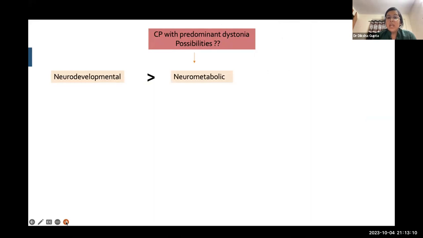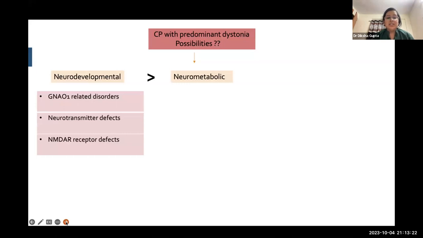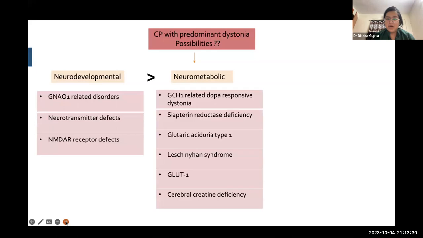There was also no history of any consanguinity or vomiting. So neurodevelopmental was kept higher on the cards, and conditions like GNAO1-related disorders, neurotransmitter defects, and NMDA receptor defects, which are more common in male children with dystonias, were kept high on the cards. Among neurometabolic conditions, GCH1-related DOPA-responsive dystonia, specifically because it is a treatable cause. Apart from that, conditions like sepiapterin reductase deficiency, glutaric aciduria type 1, Lesch-Nyhan syndrome, GLUT1 disorder, and cerebral creatine deficiency were also considered as possible differential diagnoses for our child.